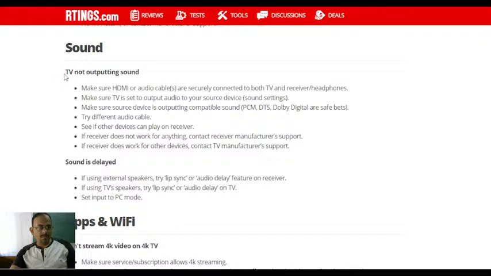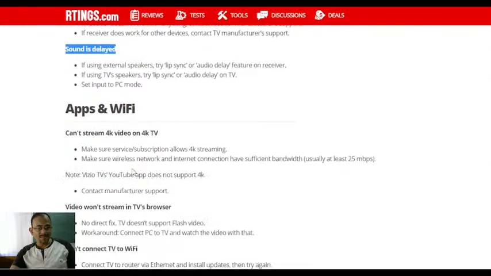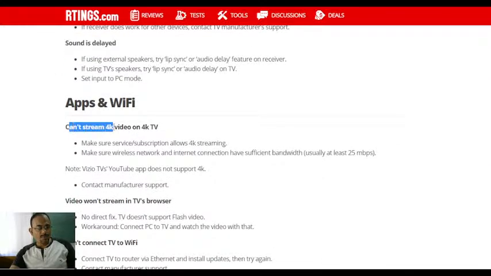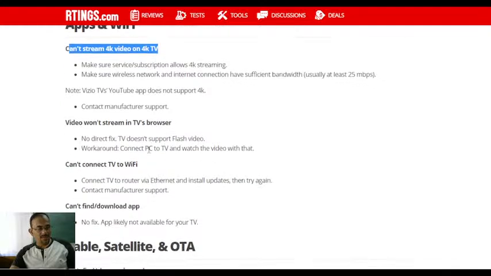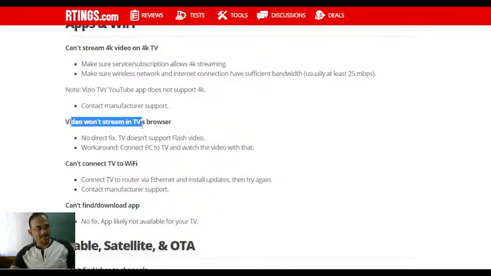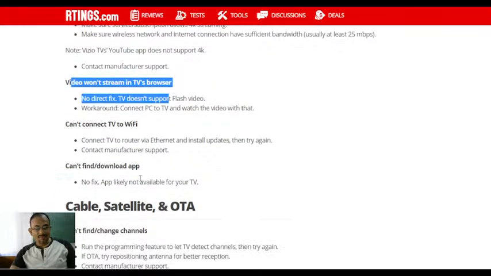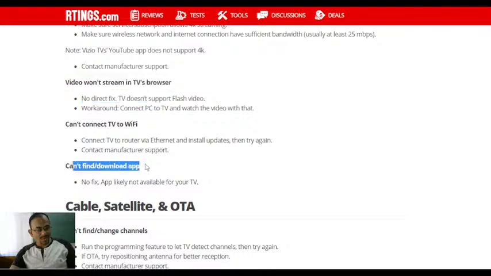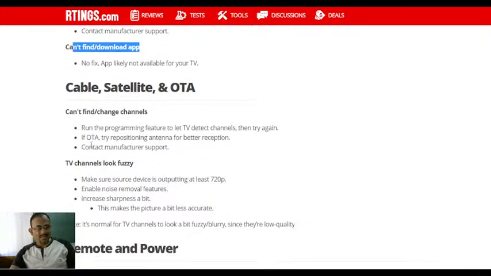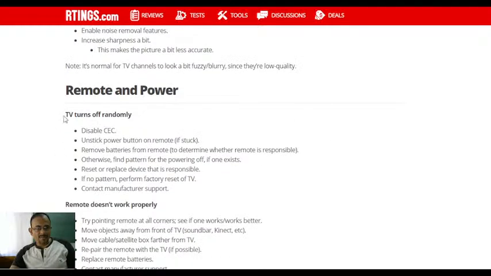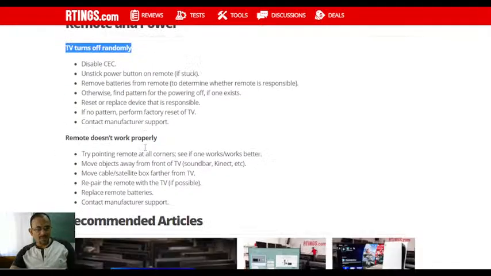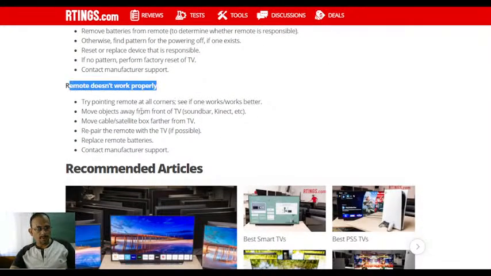Sound, TV not outputting sound. Okay. Then sound is delayed. Then can't stream 4K video on 4K TV. Video won't stream in TV's browser. Then can't find or download app. Right. Then TV channels look fuzzy. Then TV turns off randomly. Remote doesn't work properly. Right.